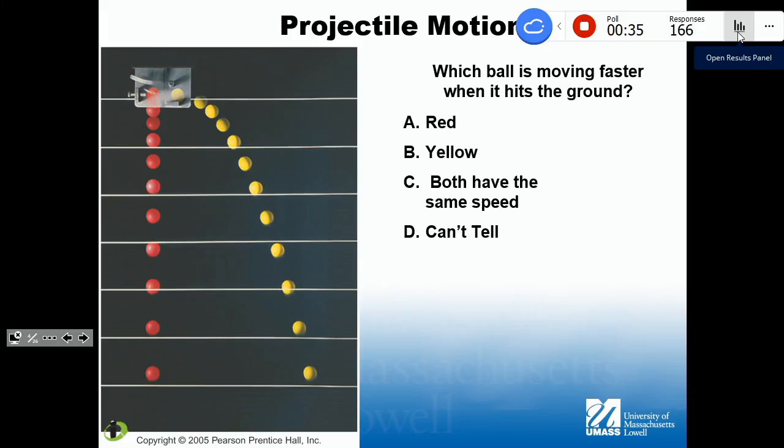It's pretty clear that the path taken by the yellow ball is longer than the path taken by the red ball. When you're looking for speed, the average speed is total distance over total time. So the yellow ball is moving faster. It covers a greater distance in the same amount of time.